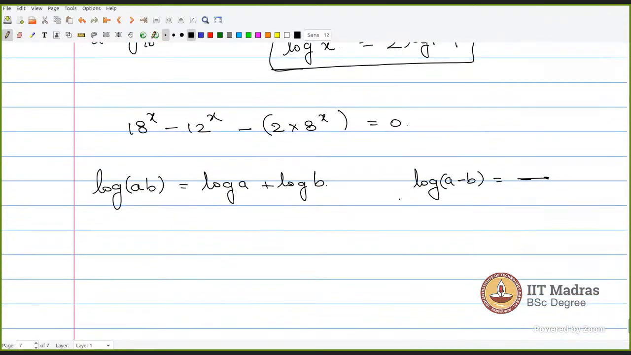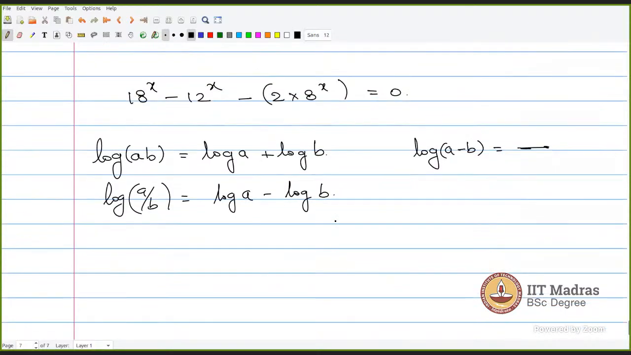Now log A by B is log A minus log B, that is also something we know. So this 18 by 12, can we approach like that? 18 power x by 12 power x? We will try to modify, using products or divisions.